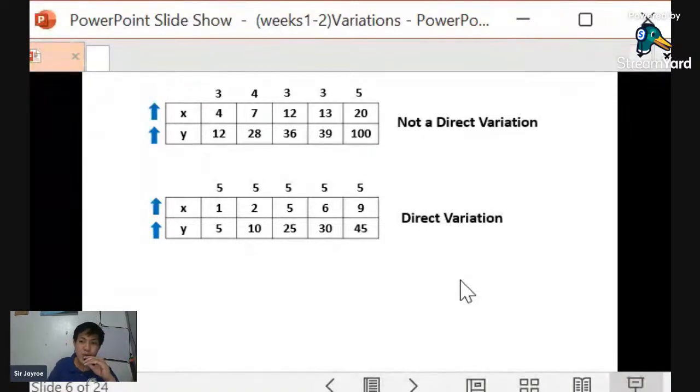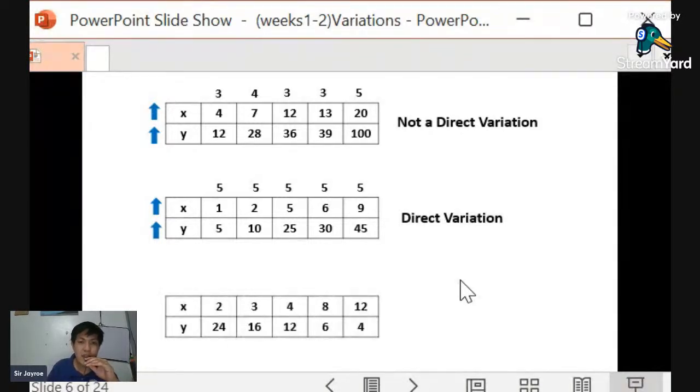So I hope natututo din yung iba. And I'm glad na yung mga nagcha-chat nakukuha niyo po, no? Very good po. So next, how about this one? Okay, how about this one? So kindly check the behavior of X and Y.